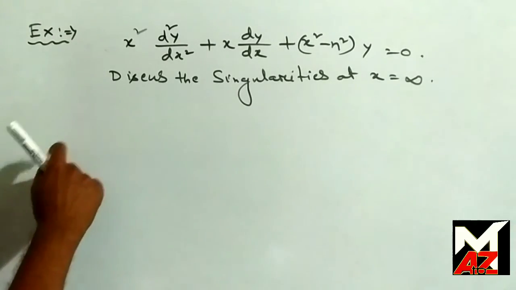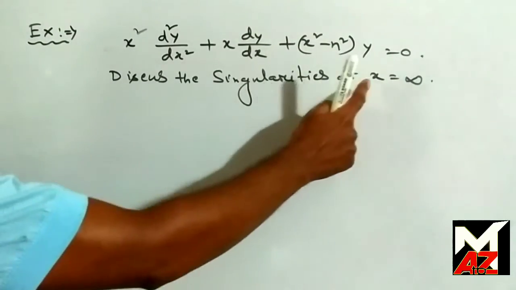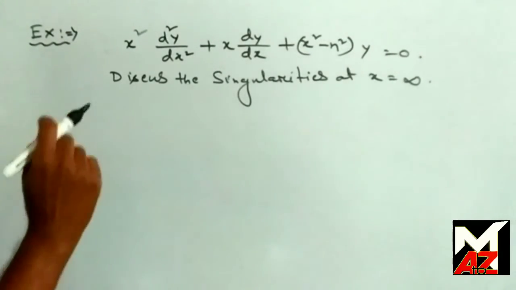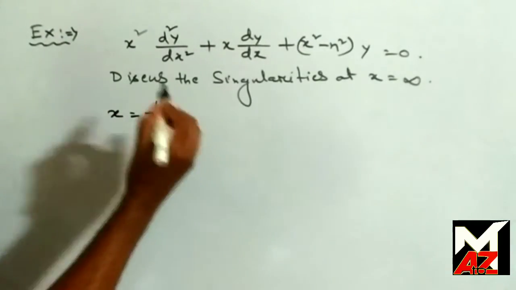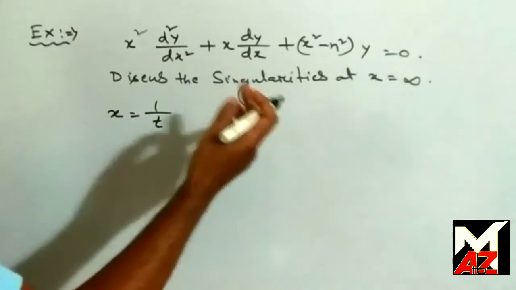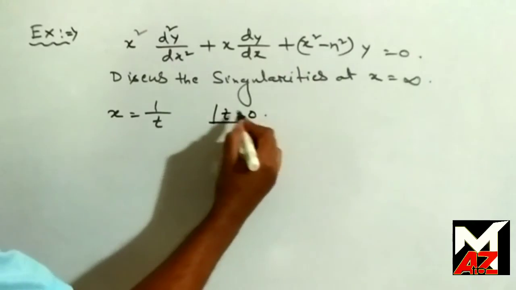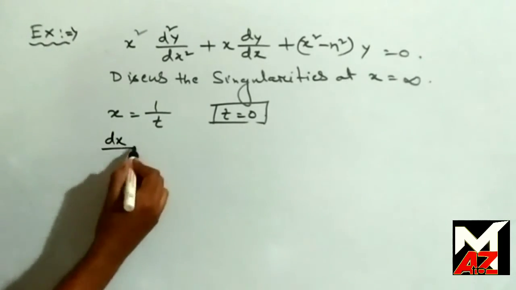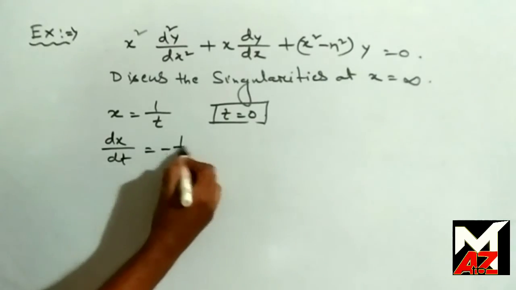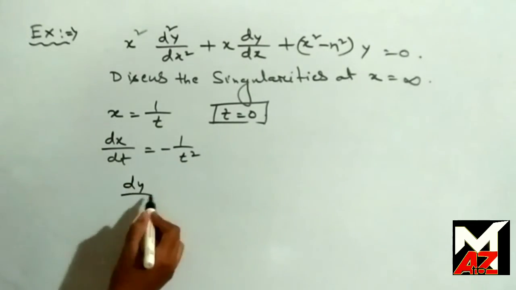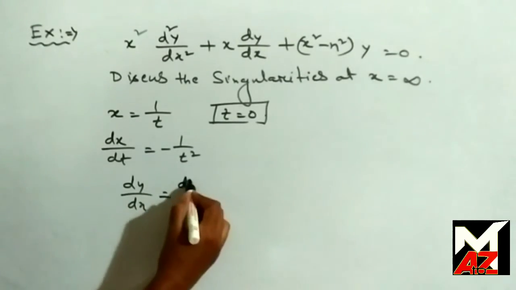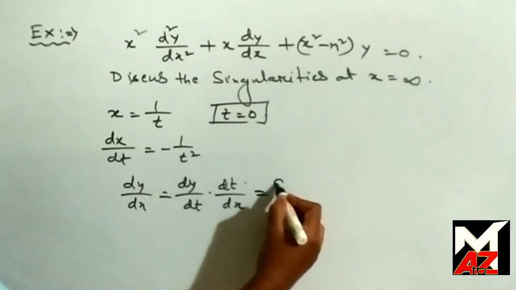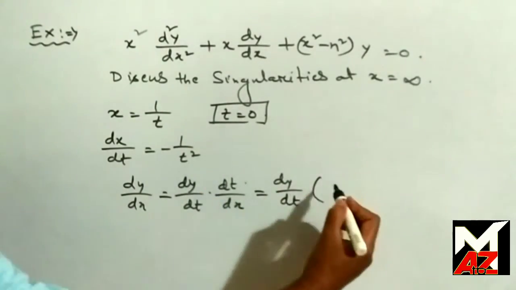In the last example, we have to check the singularities at x equal to infinity. So for checking the singularities at x equal to infinity, we change the independent variable x to 1 by t. Okay, and then in the transformed equation we check the singularities at t equal to 0. Now we put x equal to 1 by t. Then obviously dt dx is equal to minus t square. Now dy dx is equal to dy dt into dt dx, that is minus t square dy dt.